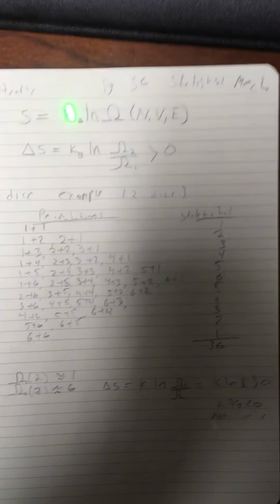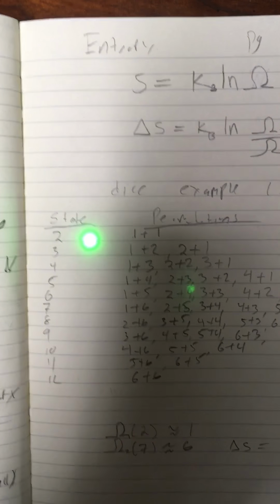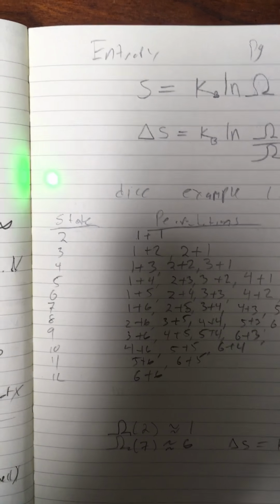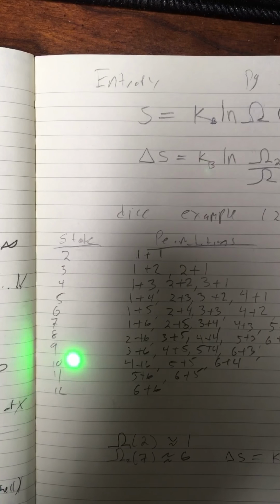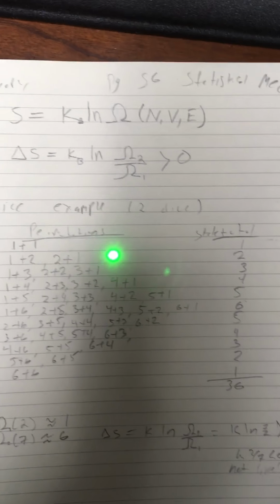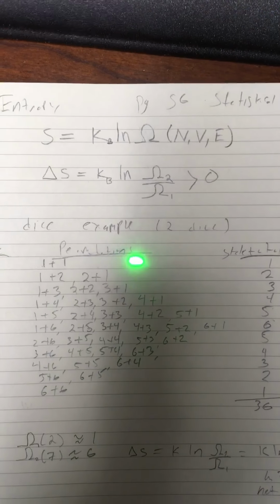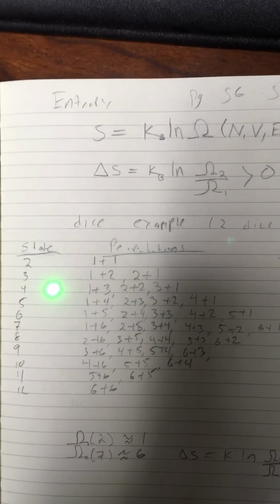Okay, I wrote down for dice, we have 2 die, okay? And here's the state that the die are in. So the state is just the sum of the 2 dice. So the 2 dice can either be 2, 3, 4, 5, 6, all the way up to 12, right? The lowest it can be is 1 plus 1, that's 2. The highest it can be is 6 plus 6, that's 12, and then everything in between. And then the number of possible permutations of that state, which means the number of possible different ways you can be in the same energy states.